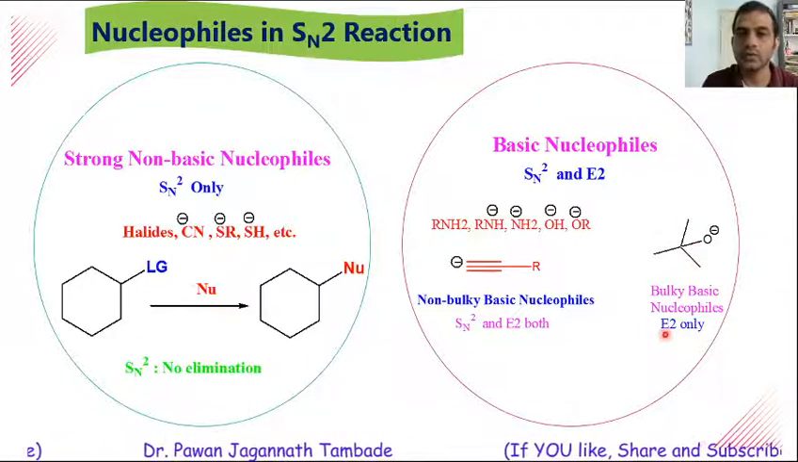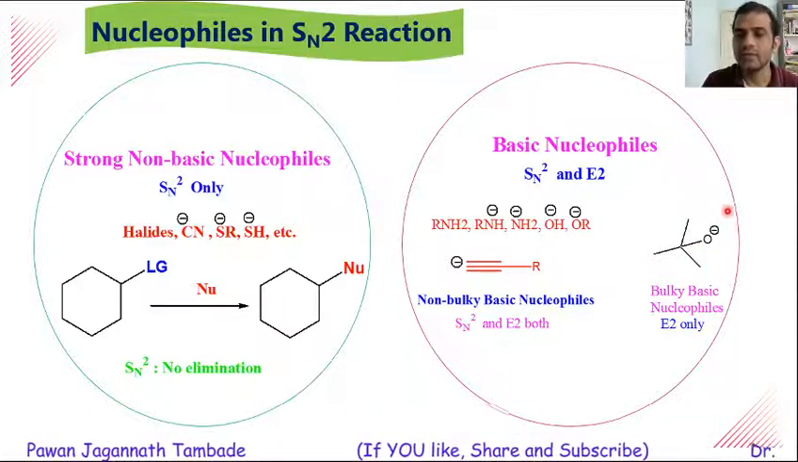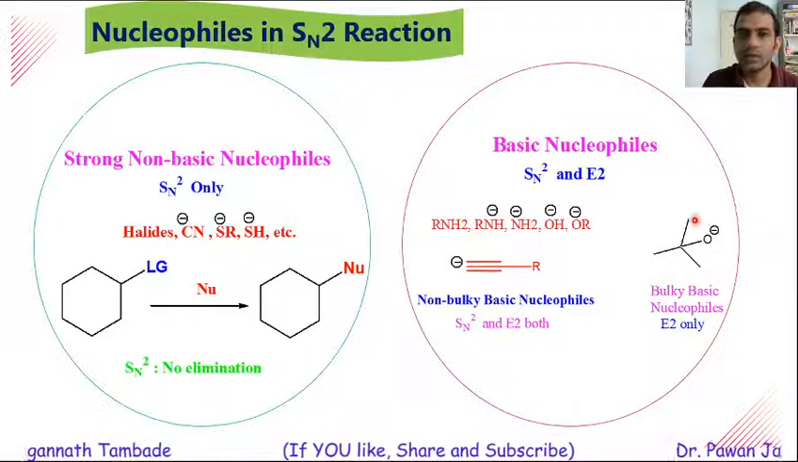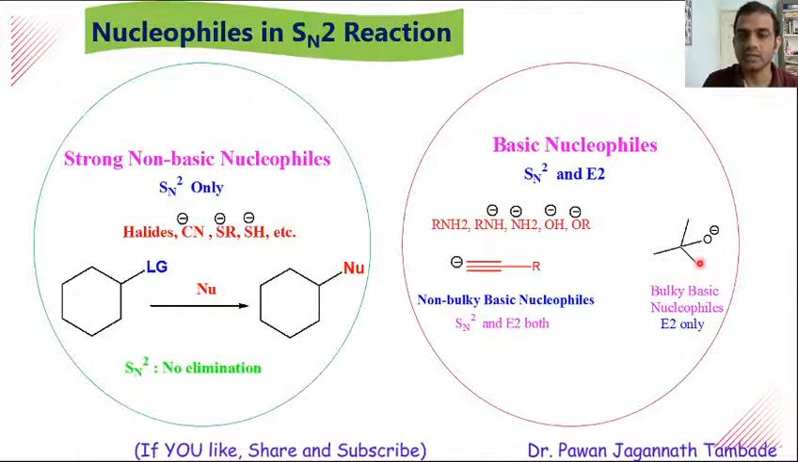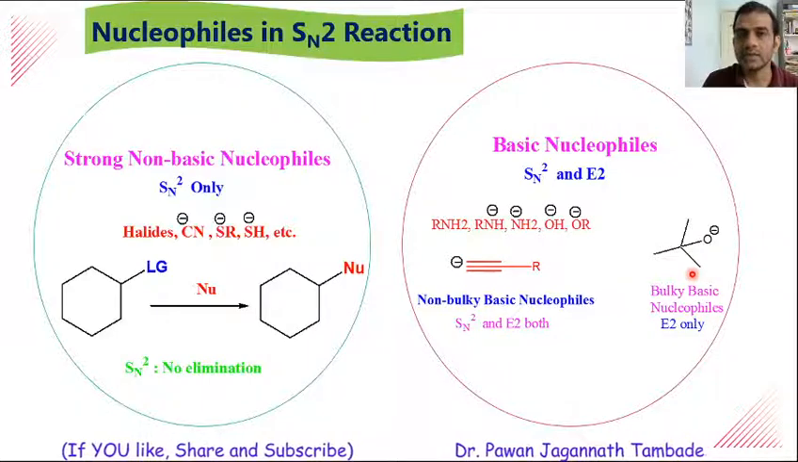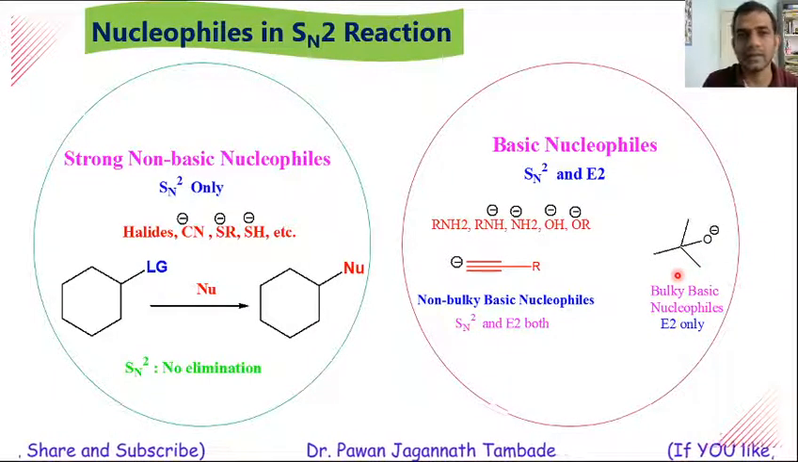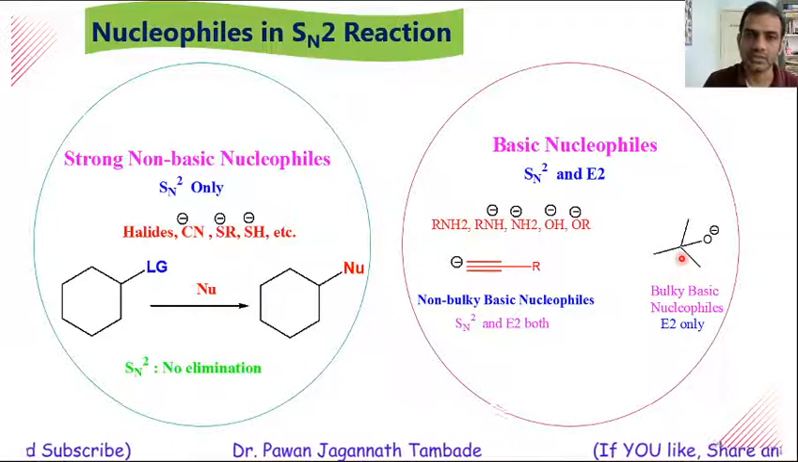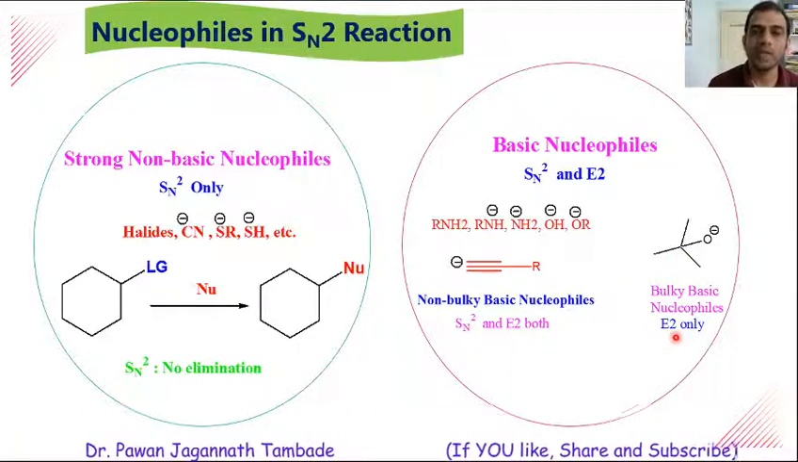There is no nucleophilic substitution reaction, because as this nucleophile is sterically hindered, it cannot attack the electrophilic carbon atom from the backside because of steric hindrance, and thus it leads our starting material to undergo elimination reaction rather than substitution reaction. So this is the effect of nucleophile on SN2 type of reaction.